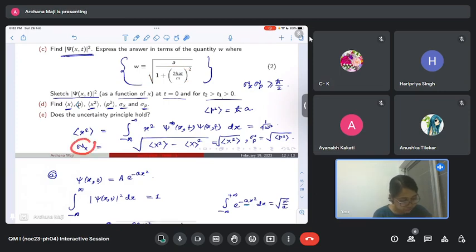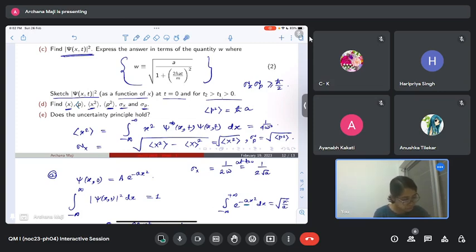So your sigma x at t equal to 0 is the square root of this quantity. Sigma x is the square root of the x square expectation value. Now the x square expectation value is this, that is 1 over 2 omega, and at t equal to 0, omega is square root a. Sorry, sigma x is 1 over 2 square root a.